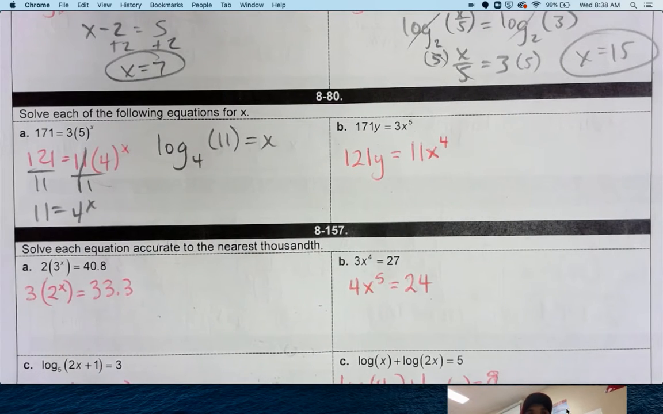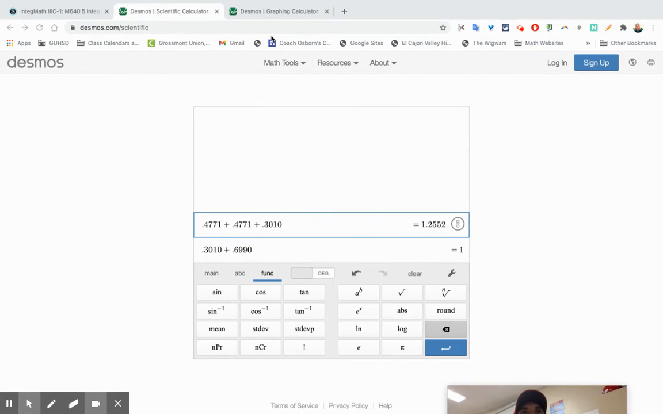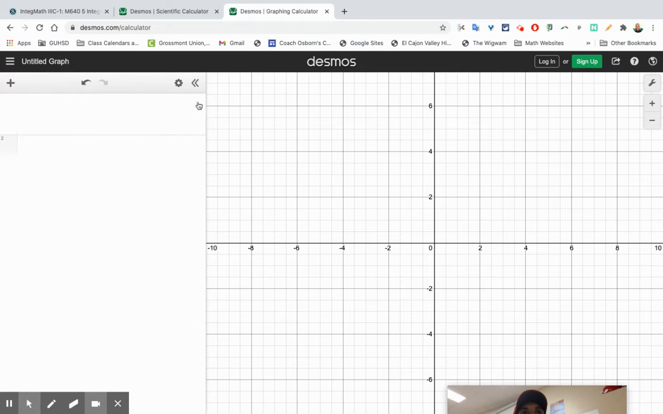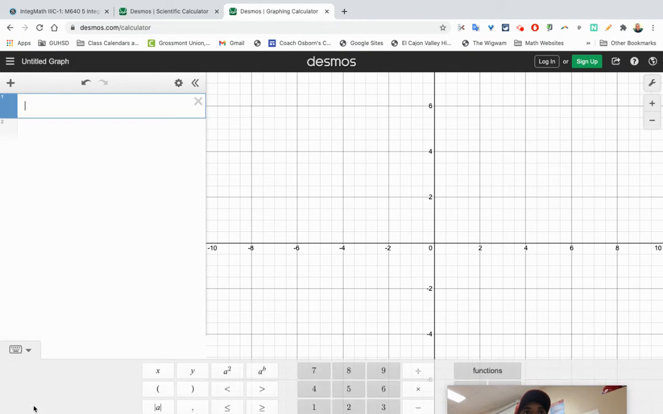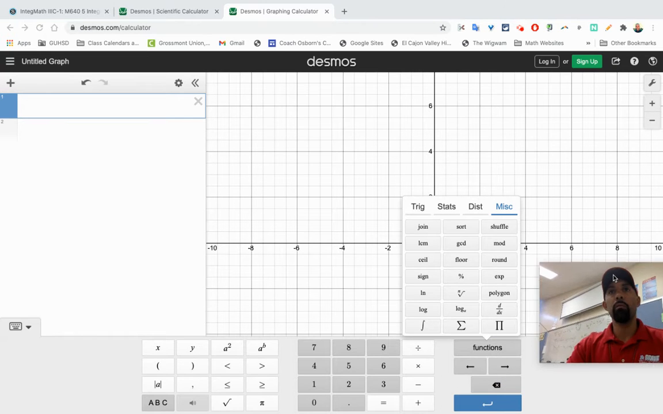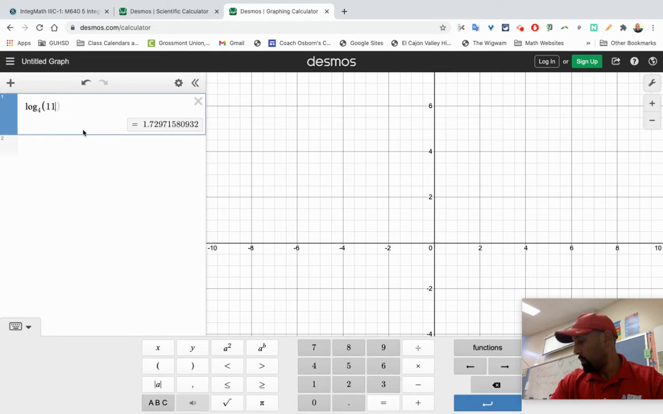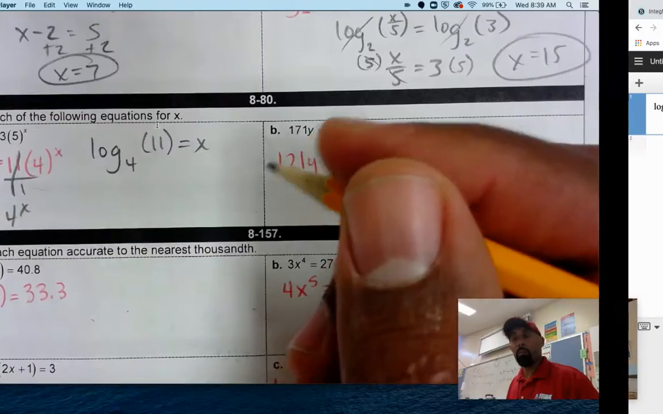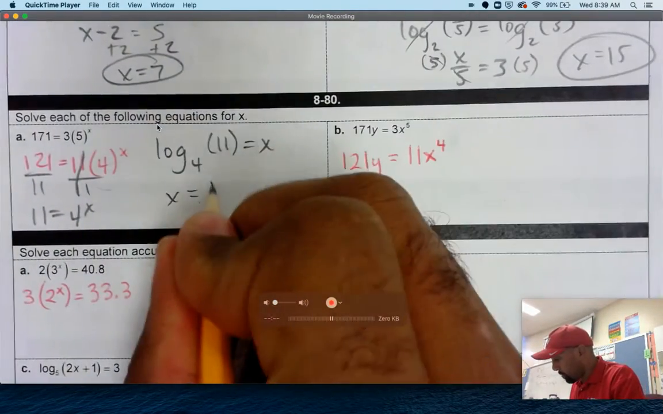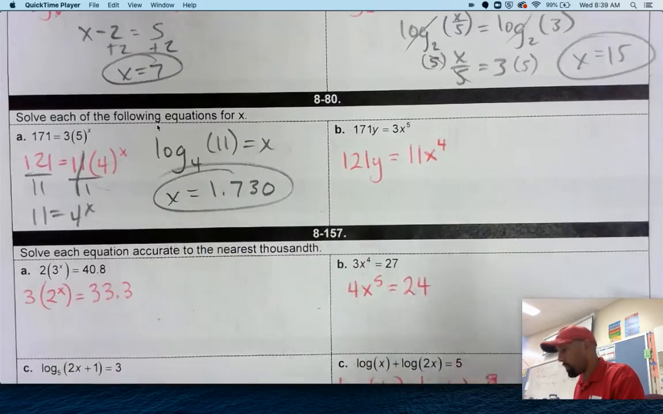And let's just go ahead and enter that in. Remember, for this one, in order to use Desmos, you have to use this graphing calculator version, because again, remember that the log function where you can change the base is not in the scientific version. Okay, so 1.729, and that 7 is going to round this 9 up to a 10, so that means I'm going to also round up this to 3, so 730. So x equals 1.730.